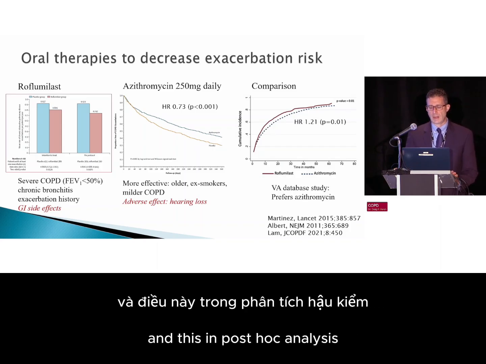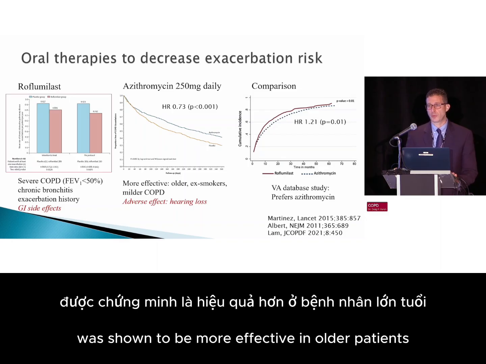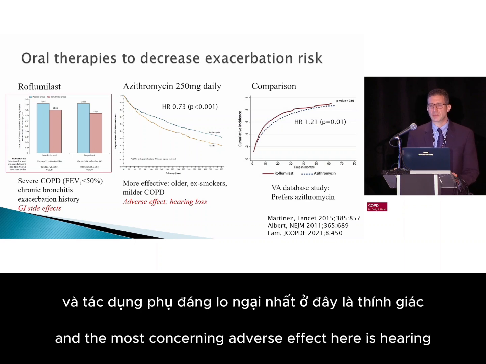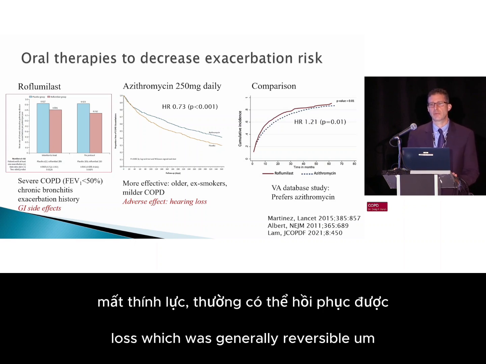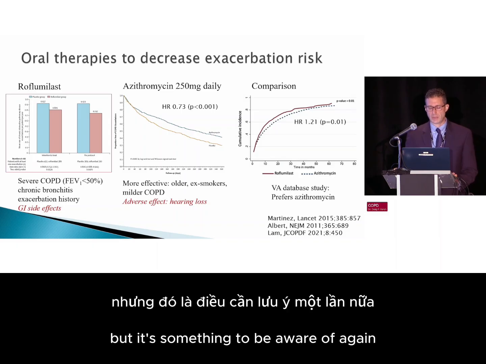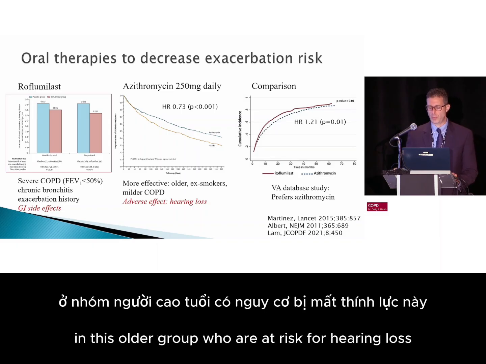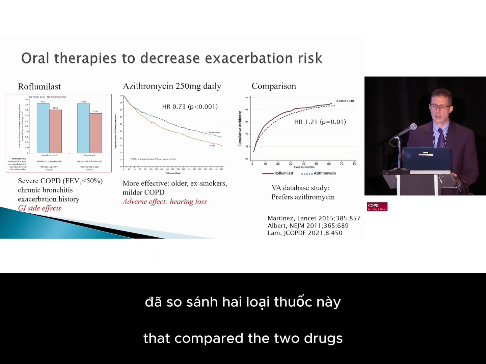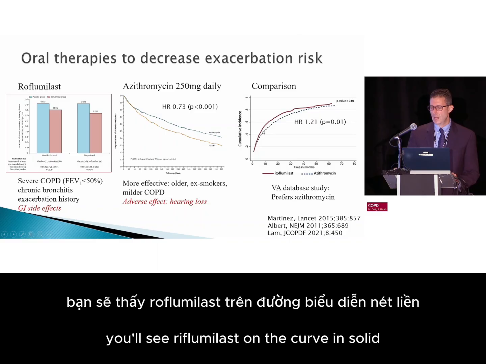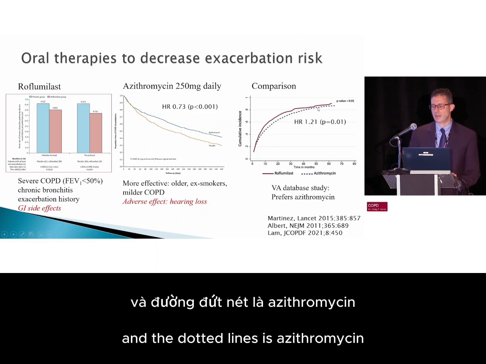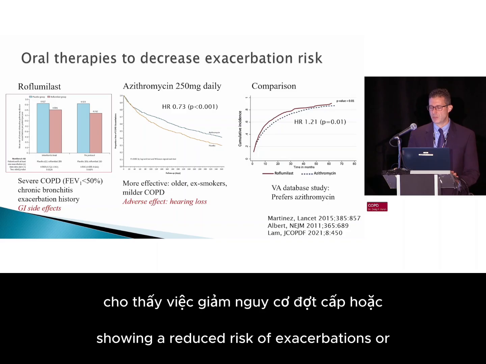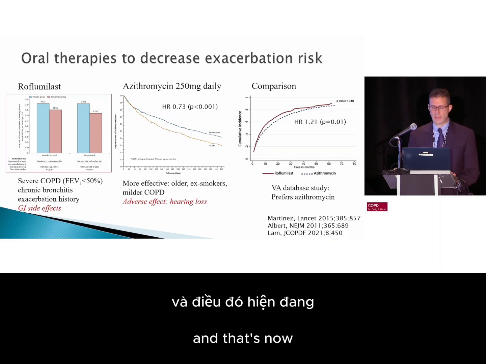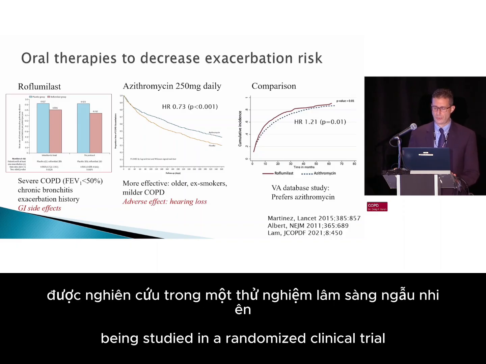And this, in post-hoc analysis, was shown to be more effective in older patients, former smokers, and those with milder COPD. And the most concerning adverse effect here is hearing loss, which was generally reversible after stopping the drug, but it's something to be aware of, again, in this older group who are at risk for hearing loss. And then there was a database study from the Veterans Administration that compared the two drugs. You'll see roflumilast in the curve in solid, and the dotted line is azithromycin, showing a reduced risk of exacerbations or worse outcomes on roflumilast compared to azithromycin, and that's now being studied in a randomized clinical trial.